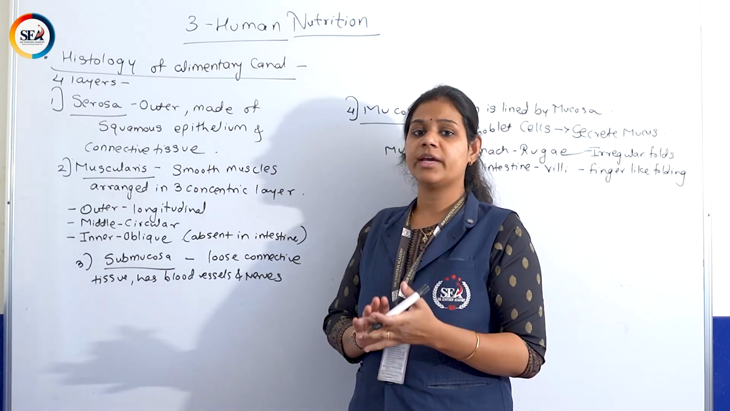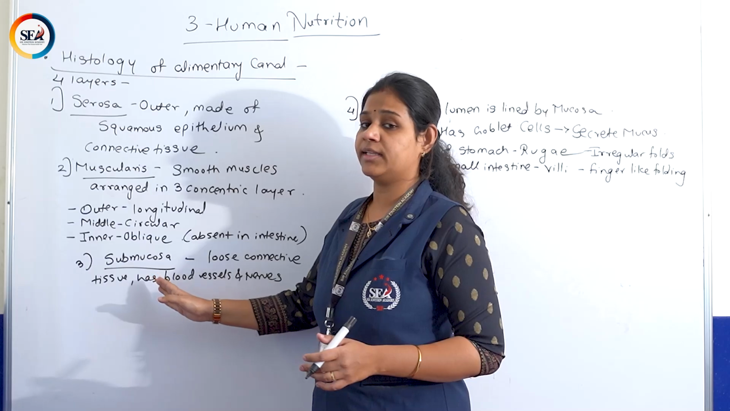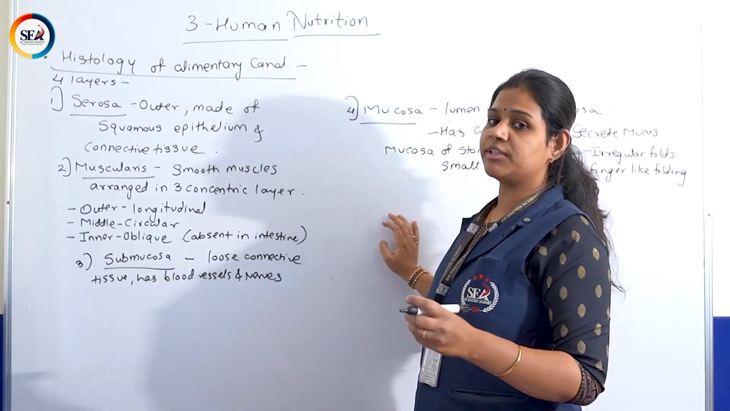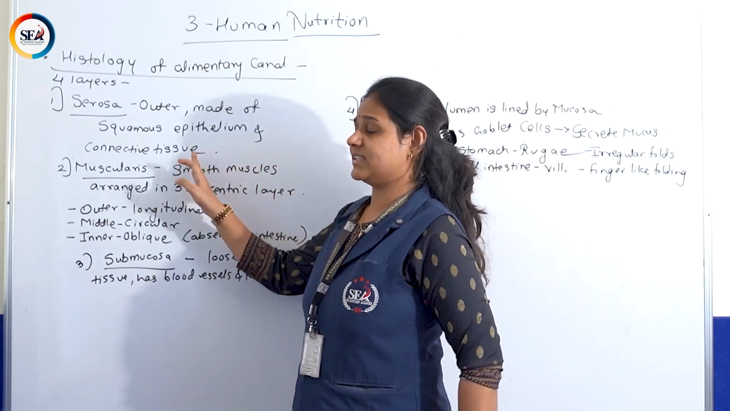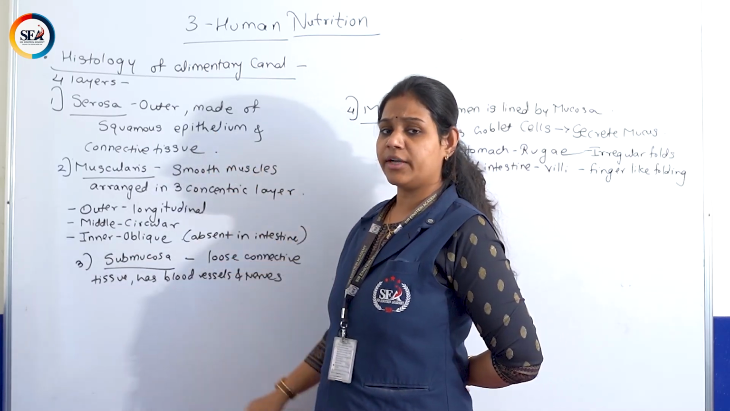There are a total of 4 layers of the alimentary canal. The outer layer is the serosa, then the muscularis, then the submucosa, and the fourth layer is the mucosa. The serosa is the outermost layer, made up of squamous epithelium, and the layer inner to the squamous epithelium is the connective tissue.